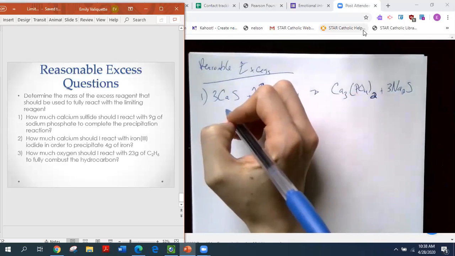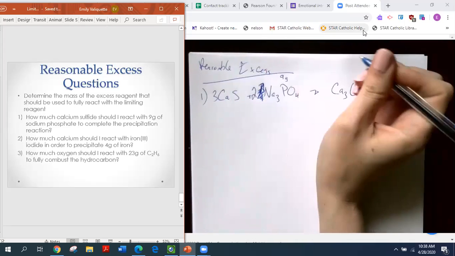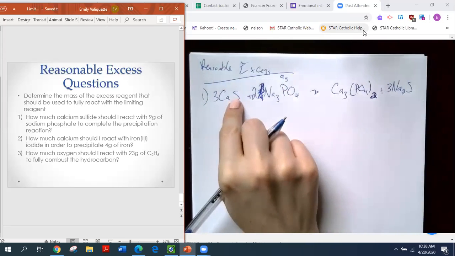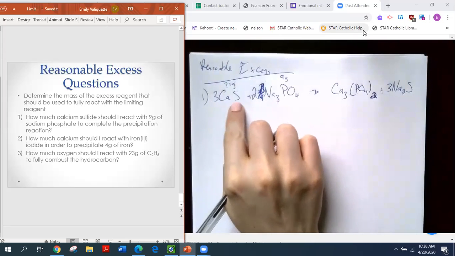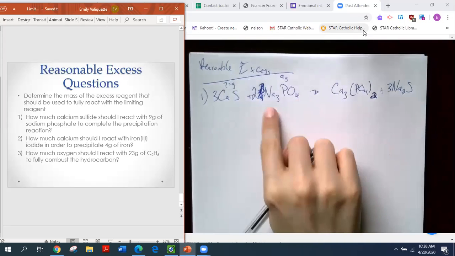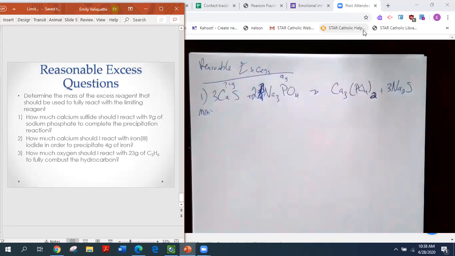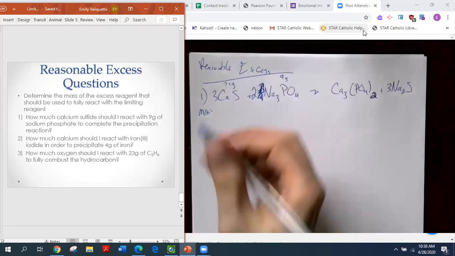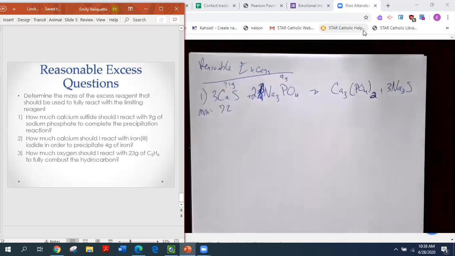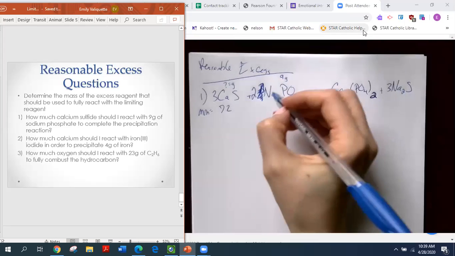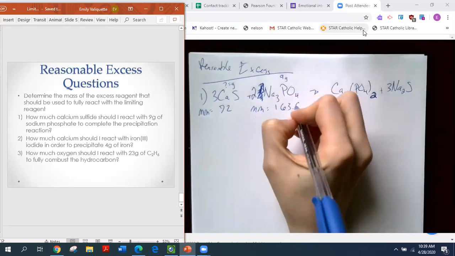We are told that we have 9 grams of our sodium phosphate. It wants to know how many grams of our calcium sulfide we should use reasonably. So the first thing that I'm going to do is write out my molar mass for these guys, since I am definitely going to need that. So calcium is 40 plus 32 for sulfur is 72 for calcium sulfide. And then sodium phosphate is 23 times 3 for the sodium plus 30.97 for the phosphorus plus 4 times 16 for the oxygen is a molar mass of 163.97.